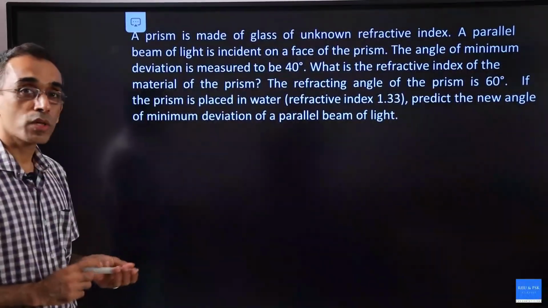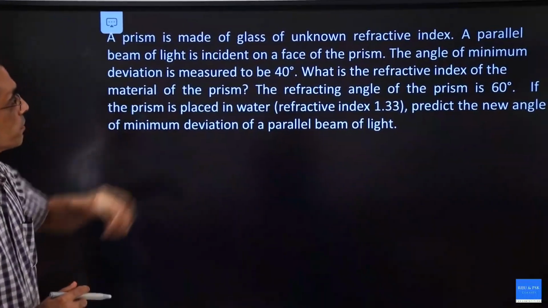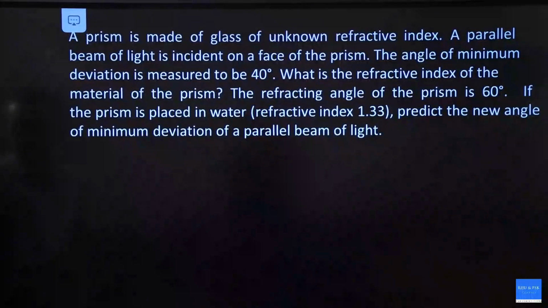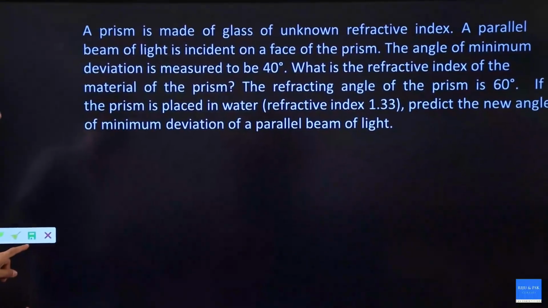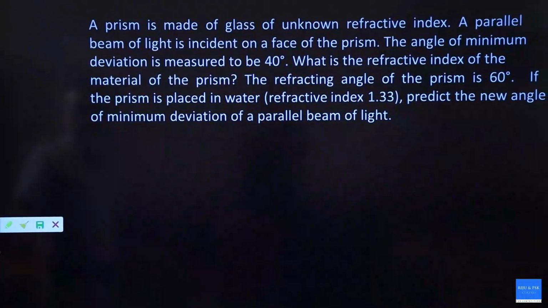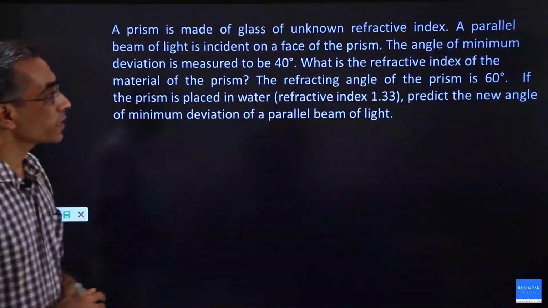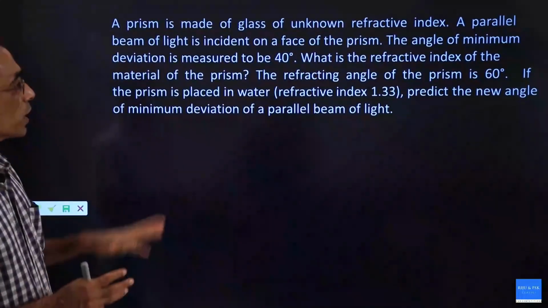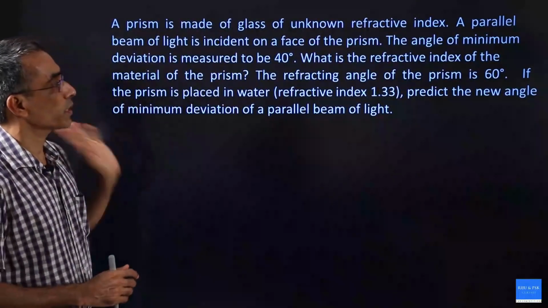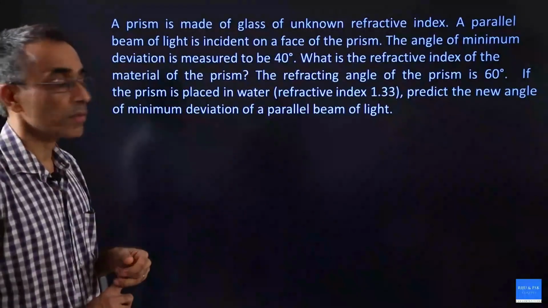So we have a question about a prism. There is a prism which is made of glass and it has got unknown refractive index. Its refractive index is not given. There is a parallel beam of light incident on one face of the prism. Angle of minimum deviation is given as 40 degree. What should be the refractive index of the material of the prism?